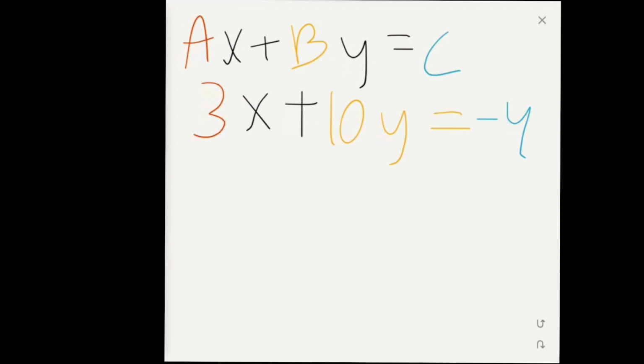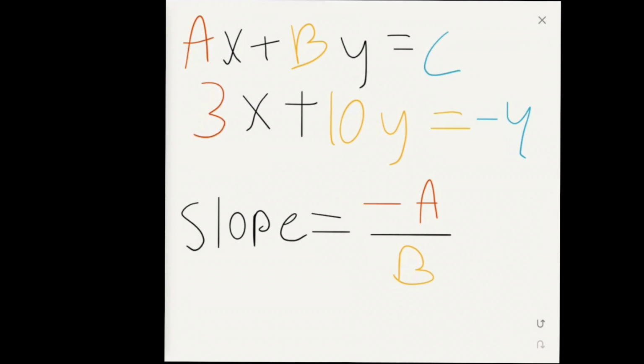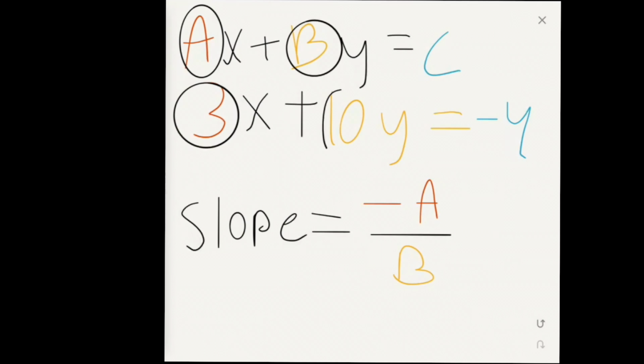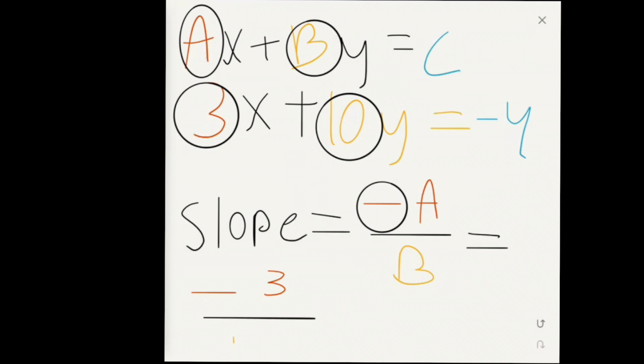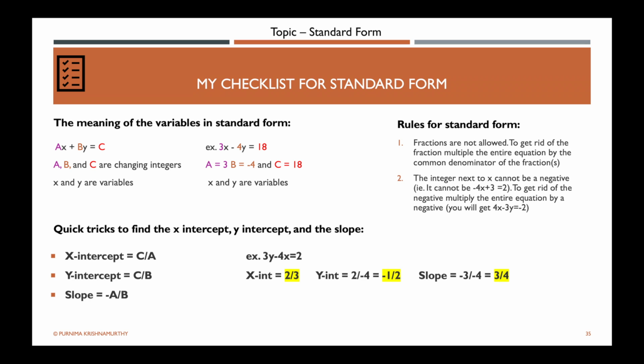It is also really easy to find the slope in standard form. To get the slope, use the shortcut. Slope is equal to negative a divided by b. So in our case, a is 3 and b is 10. So let's substitute that in our shortcut. So remember, we shouldn't put 3 as a because it says negative a. So the slope is negative 3 divided by b, which is 10. So you get the slope for the equation 3x plus 10y equals negative 4 is minus 3 divided by 10. Here is my checklist for standard form.